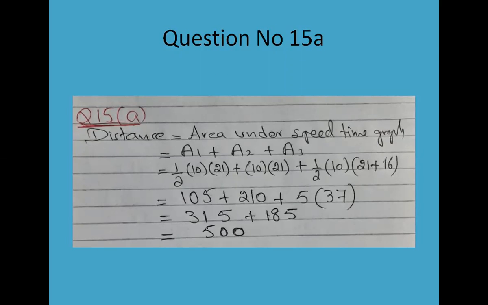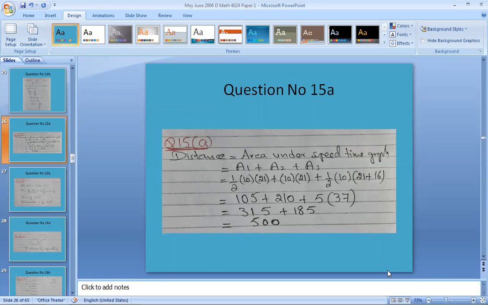So area will be area 1 plus area 2 plus area 3, and that will be 1 by 2 into 10 into 21 plus 10 into 21 plus 1 by 2 into 10 into, inside the bracket I will write 21 plus 16, bracket close. So you will have 105 plus 210 plus 5 into 37. So it will be 105 plus 210, which is 315, plus 185, and that will give you 500. So the distance traveled in the 30 seconds will be 500 meters. So that's the distance between A and B.